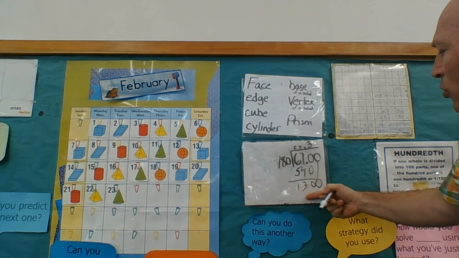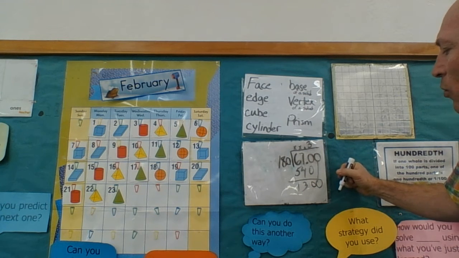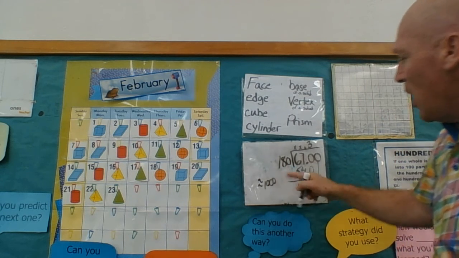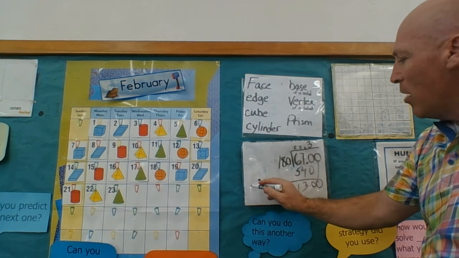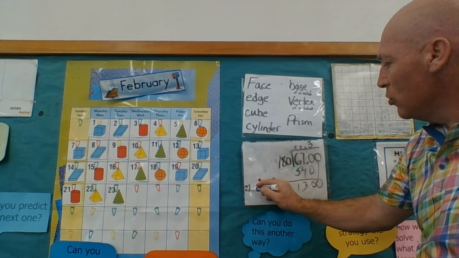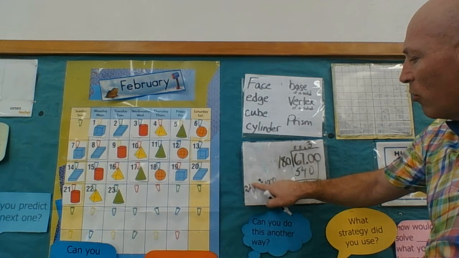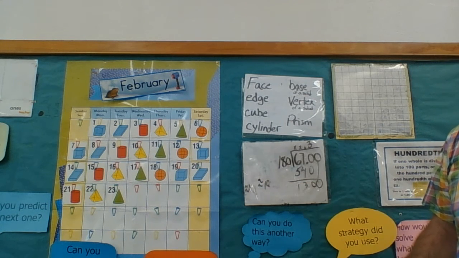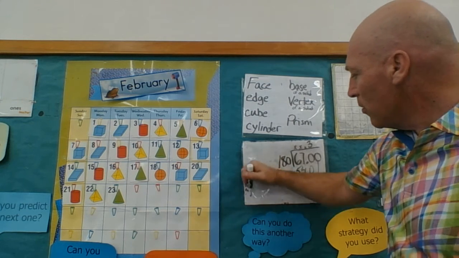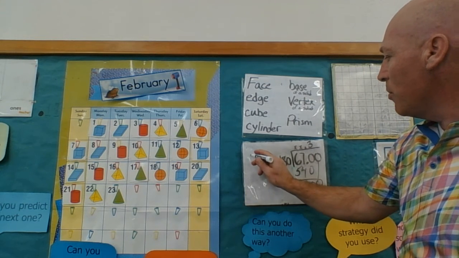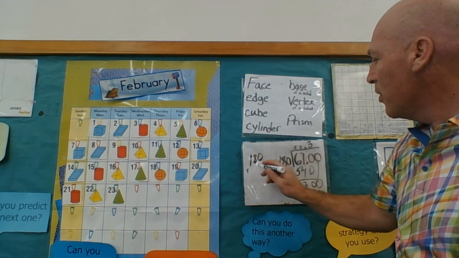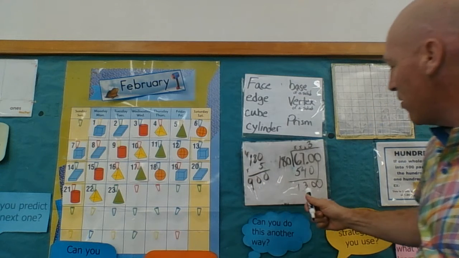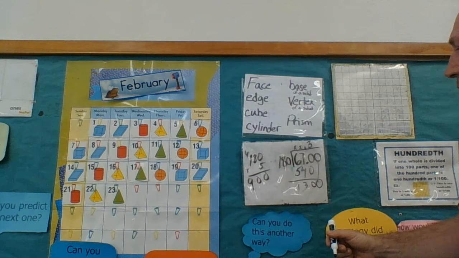So 1,300 to me front-end estimates to about 1,000. So I know this is about 1,000. And I know 180 is about 200. So I'm going to cancel out 100 here, 100 here. How many times does 2 go into 10? That would be 5. If that's the case, my estimate is going to be 180 times 5. And that's 900. Wow, that's way too low.